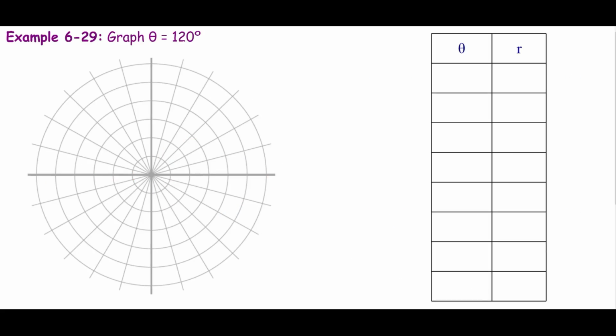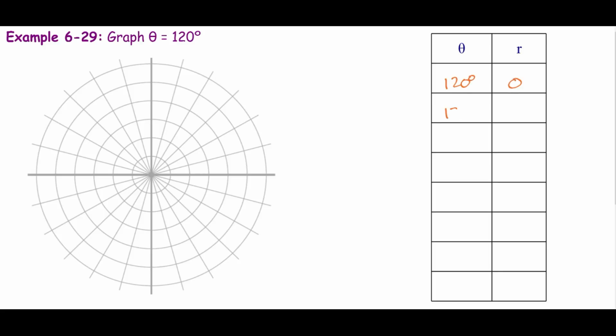Alright, so here I've got another one. This one's slightly different because it's theta equals 120 degrees. So now I have a constant theta value, but my r value can change. So it's a little bit different than the ones we looked at previously. So this is going to be theta is 120, and r can be anything.